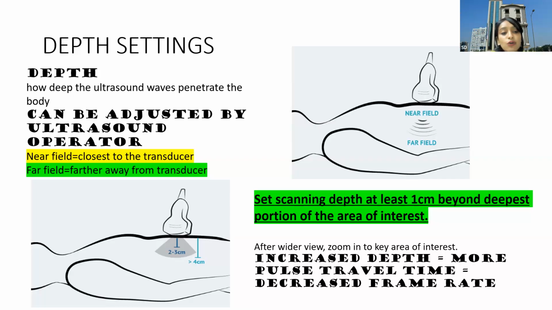Basically, we don't want any unnecessary space around the particular structure that we want to see. If my structure is present at 3 centimeters, I would want to set the depth at 3 centimeters, or maybe 1 centimeter beyond the deepest structure that we want to see.